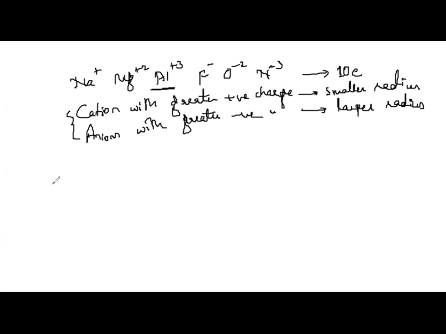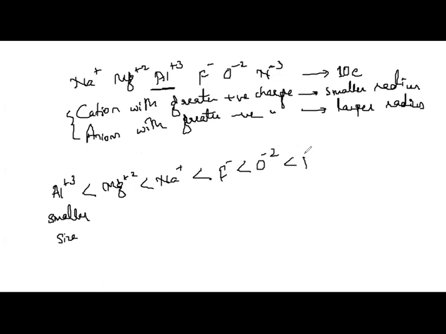So which will be smallest? Al plus 3 will be smallest. So it will have the smallest ionic size. Then comes Mg plus 2. Then comes Na plus. Then comes F minus. Then comes O minus 2. And then comes N minus 3. Yes, this is the ionic radii in case of isoelectronic species.